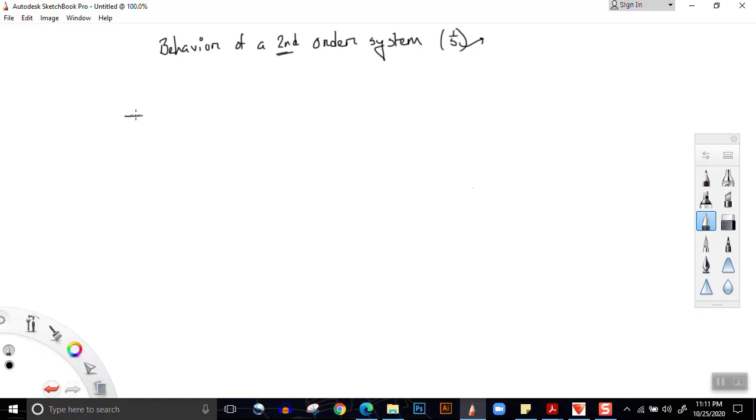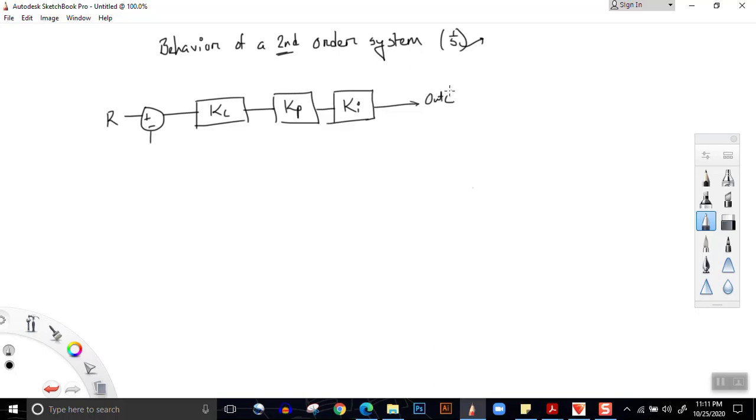Now, earlier we had our input R, then we had our controller KC, then we have KP, which is the plant. Now we'll have another factor called Ki. This Ki is the integrator, and we'll have output C. This output C is actually the position output, and we have a unity negative feedback. So this is now our signal flow diagram of the system that we'll be looking into.